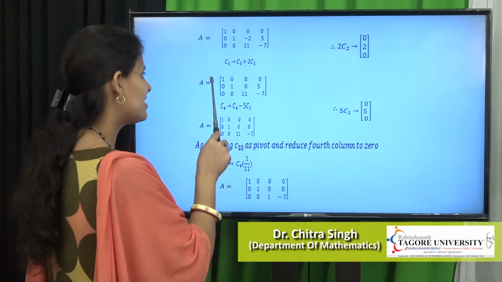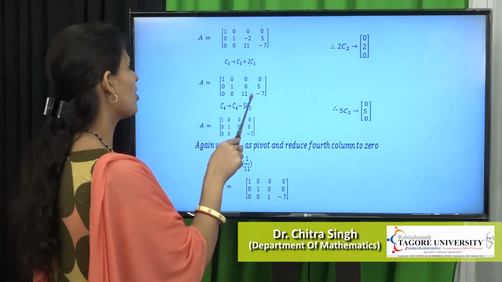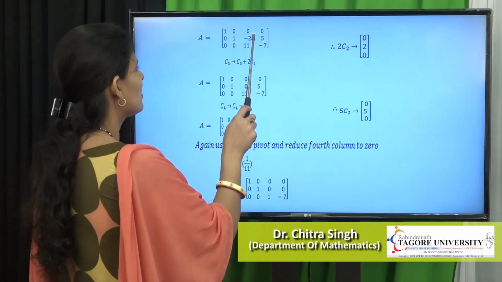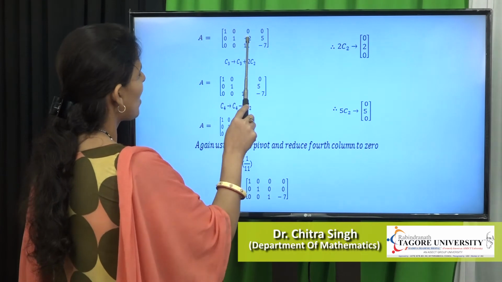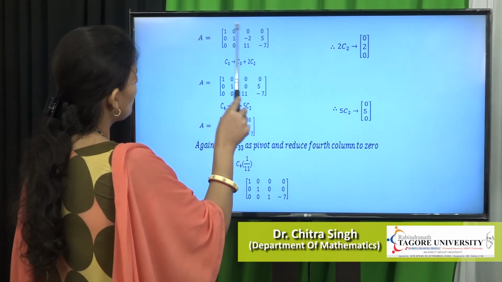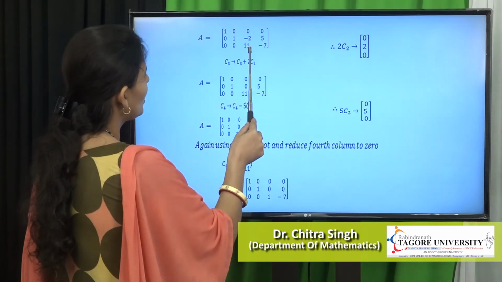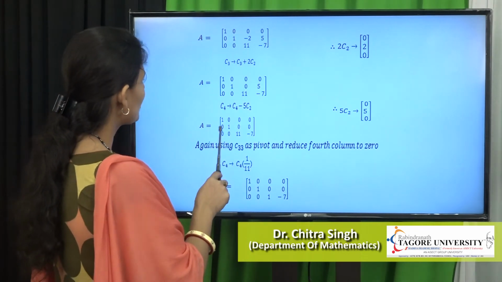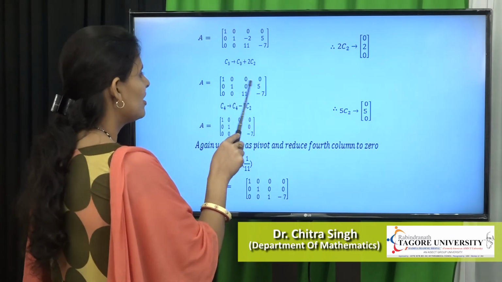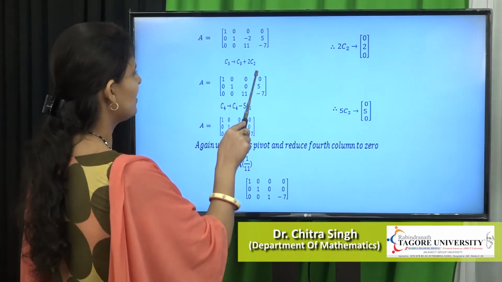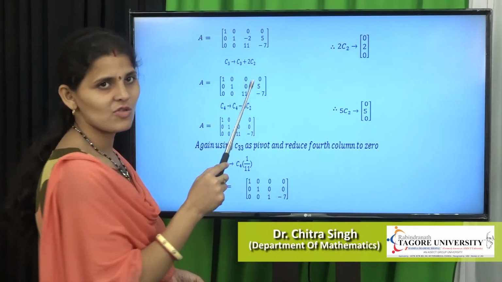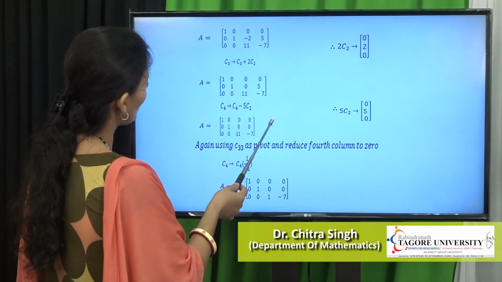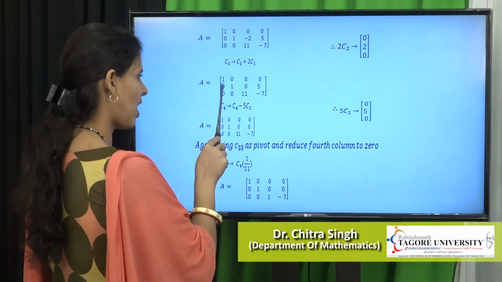C3 tends to C3 plus 2C2, and the changes are obtained only in the C3 column. So 0 plus 0 you get 0, minus 2 plus 2 you get 0, and 11 plus 0 you also get 11. Again use the operation, because you use the pivot, you make this second row also 0. So C4 tends to C4 minus 5C2, because you use pivot 1.